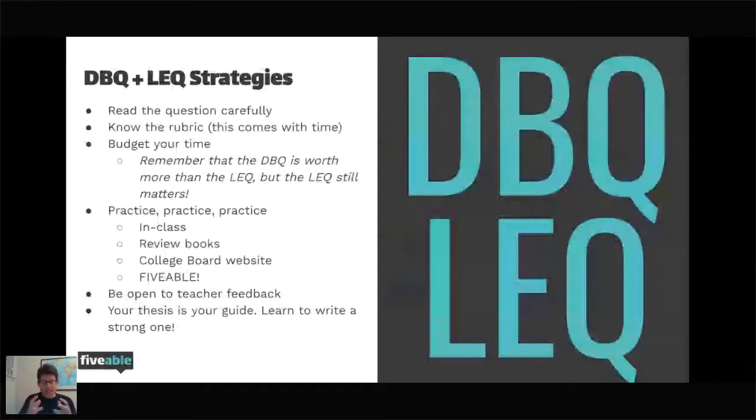So what I did with this section 2 is I just combined these strategies, because they're both essay writing, and they both are dealing with essays in this one chunk of time at the end of the test. So here are the strategies that I think are extremely important when you start working with DBQ and LEQ. And you will probably start these fairly early in your classes.